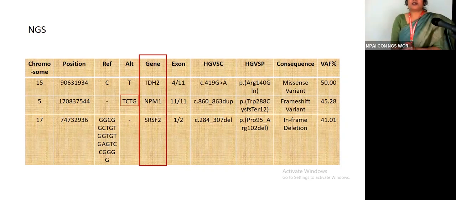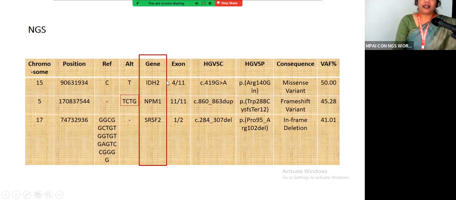when we see the NGS, there is no FLT3 ITD. So this is one of those cases where if we had not done a Sanger, we would have missed it. So what we got was an IDH2 mutation, which was a missense variant, the common one, arginine 142 glycine, which is the commonest. And IDH2 is important because we have IDH2 inhibitors, which we can use in relapsed refractory cases of AML. So this is a significant mutation.